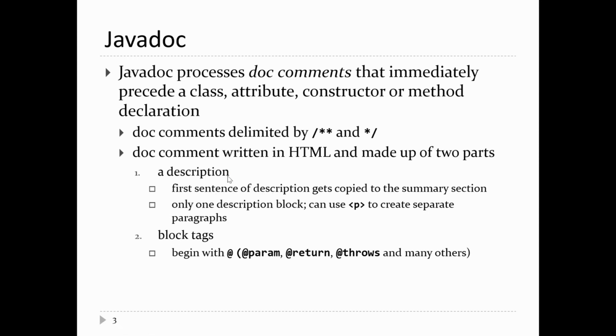Every Javadoc comment basically gets split into two major parts. There's some text that describes the thing you're documenting, so there's a description. And then there are these things called block tags. So you've got a description, and then you've got some tags that describe other things, which I'll explain in just a second.